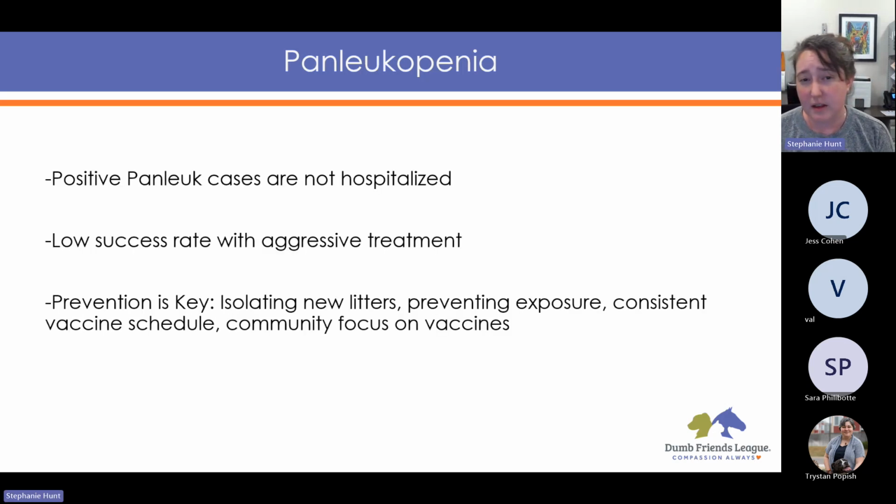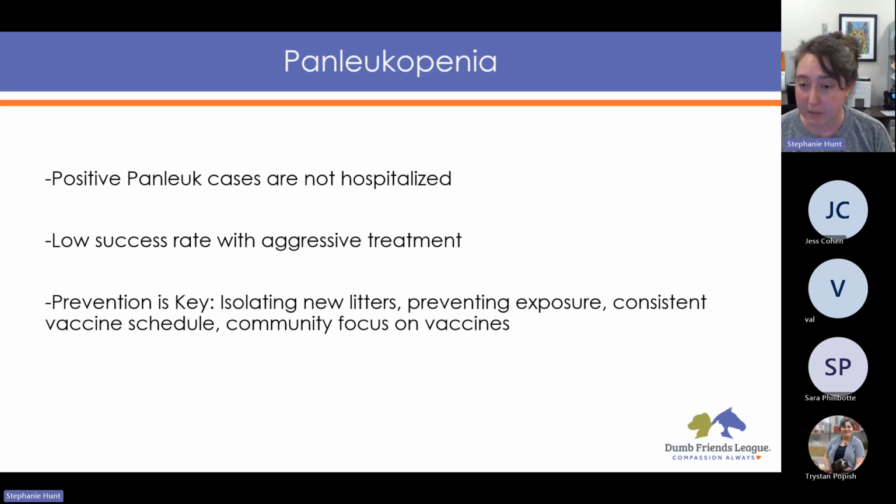Panleuk is handled differently than parvo. We do not see a high success rate with aggressive treatment and hospitalization. It is also very, very contagious and hard to contain. And so because it is a low success rate, even with aggressive treatment, and because of the population that we house in the shelter that is very vulnerable and susceptible to panleuk, euthanasia is the outcome when we have a positive panleuk animal. Prevention is really the biggest key.